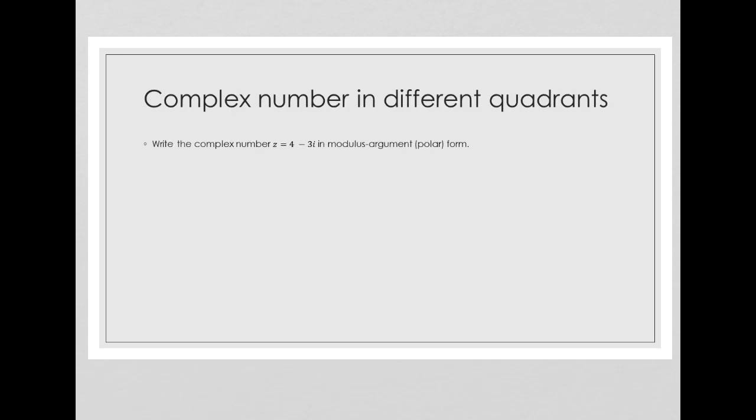So let's have a look at complex numbers in different quadrants. I'm going to do this example. Write the complex number z equal to 4 minus 3i in modulus, argument, or polar form. So let's see what it looks like when we draw this.